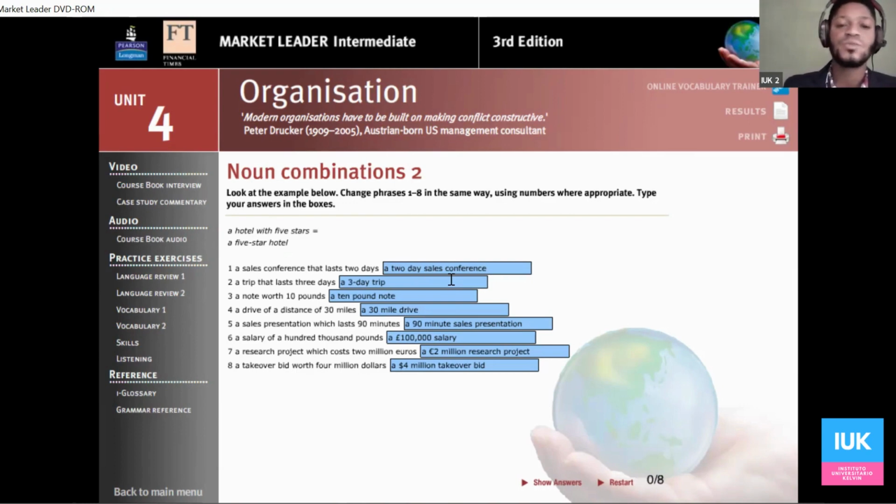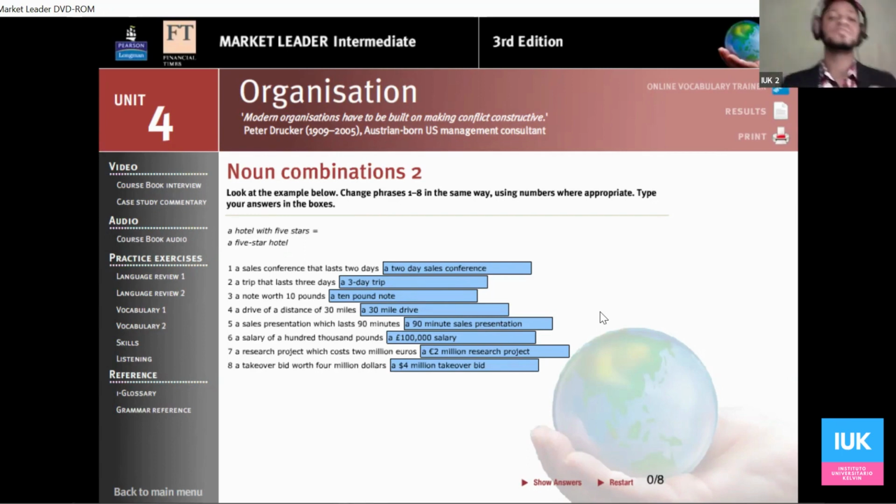The pluralization will be placed rather on the final noun. Bid, project, salary, presentation, drive, note, trip, conference. These are the major nouns of the sentence. So to pluralize would mean having to pluralize the final nouns, such as I just showed you.